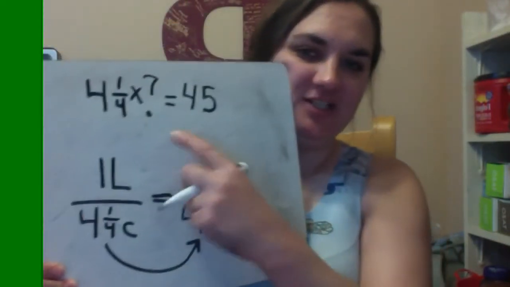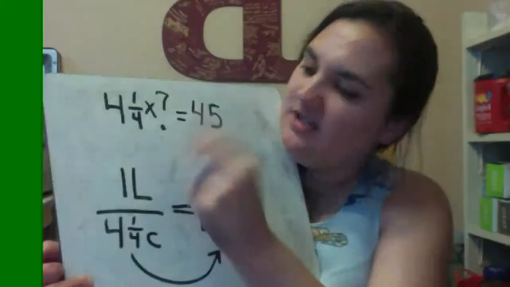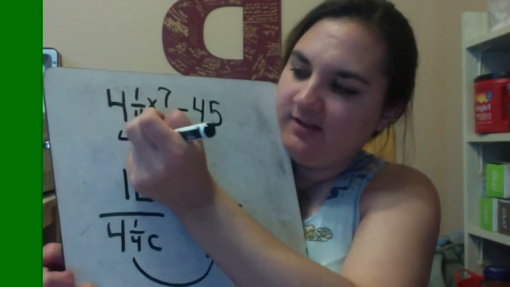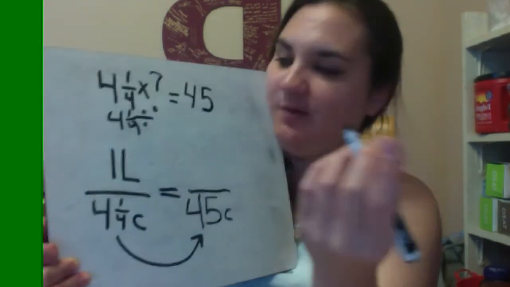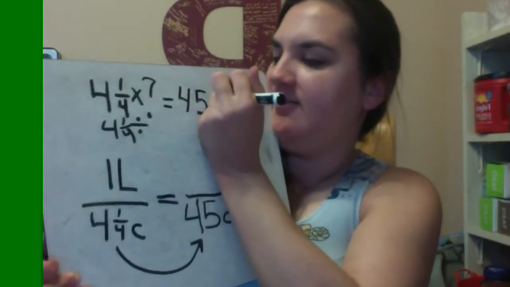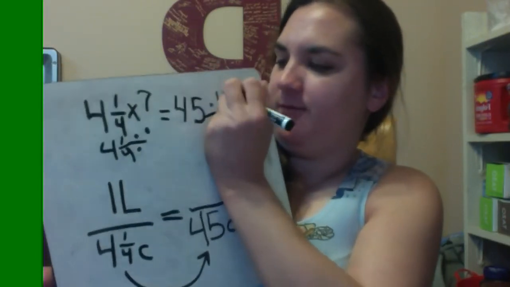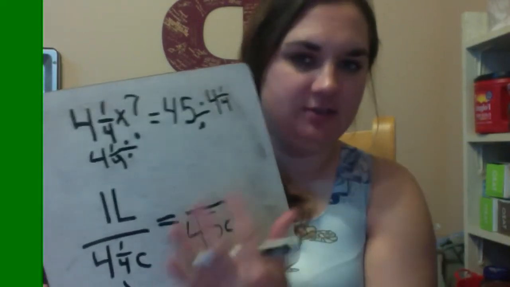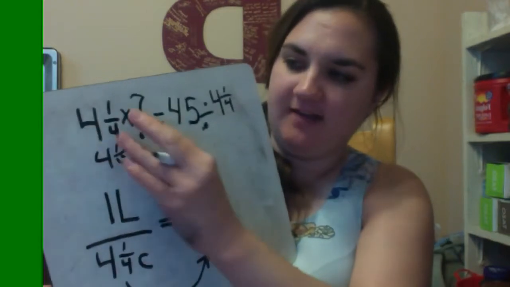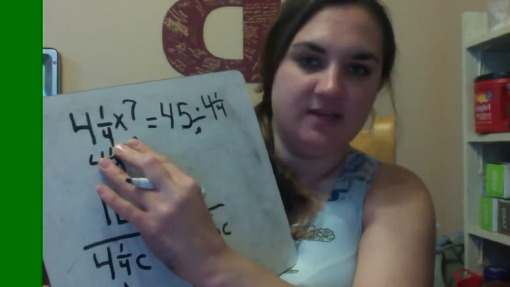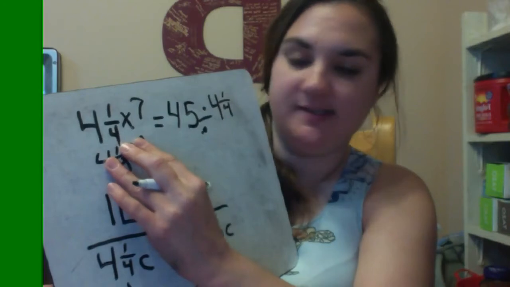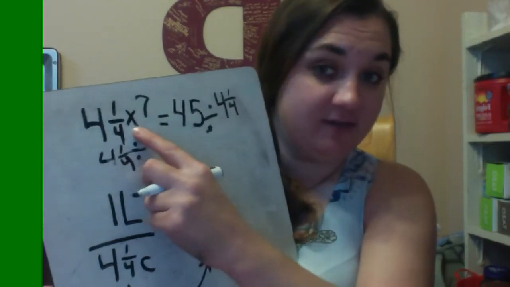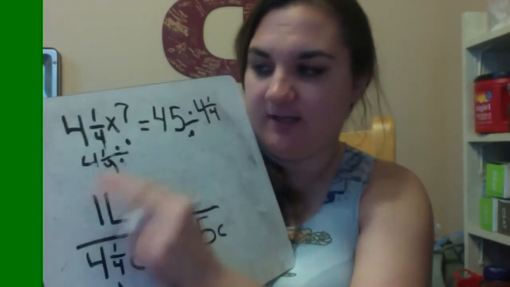I want to get my question mark by itself. So what I can do is I can divide by 4 1/4, because anything over itself is going to be 1. And then I'm going to divide 45 by 4 1/4. Now, if this is making absolutely no sense, don't worry about it. You can still do the plug and check method. I just want to show you that if I have something times an unknown number is equal to something else, all I can do is undo this by dividing by this number instead of trying to plug and check.